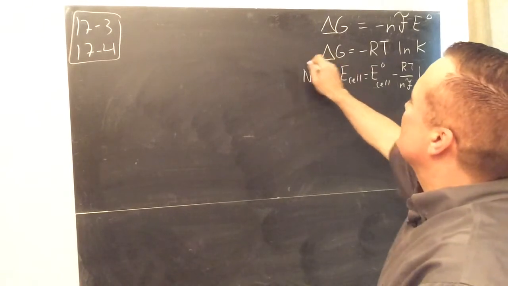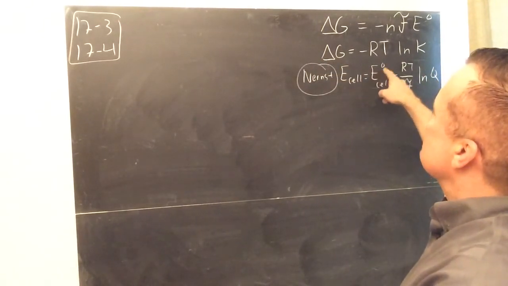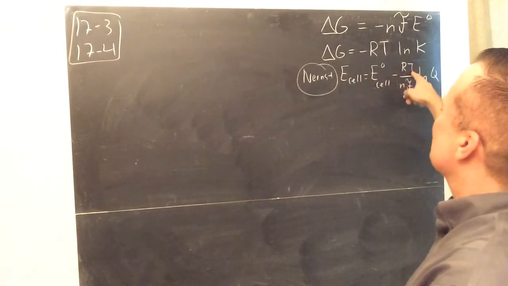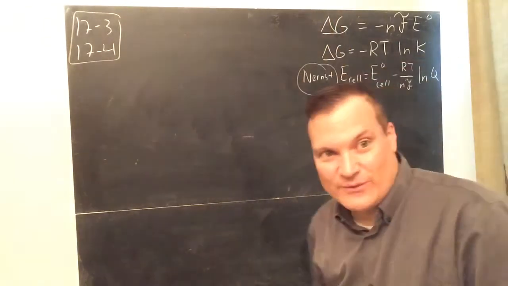And something called the Nernst equation. E of the cell. Look at that. Standard E of the cell minus RT over nF, the Faraday constant, times ln Q. What in the world is going on?